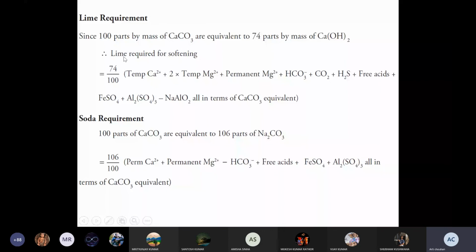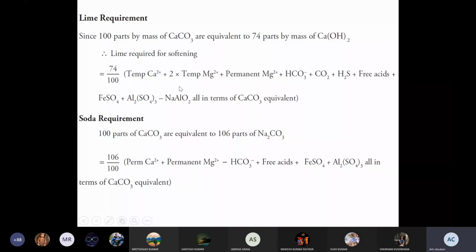So by simply converting the lime requirement in terms of calcium carbonate, you are going to multiply it by 100 by 74. Just sending that value to the right hand side, you will get the derivation: 74 by 100 into the summation of all the values or all the substances which require lime for the softening process. Got it? So this is all about that derivation, from where that particular derivation actually came into the picture.